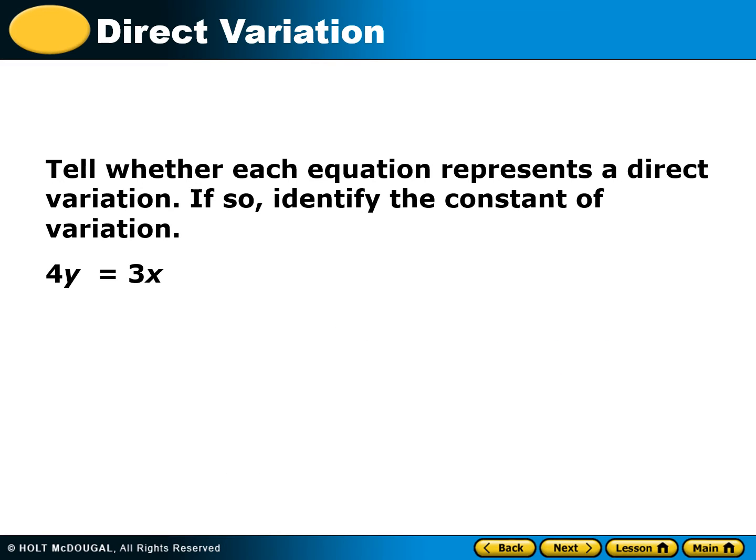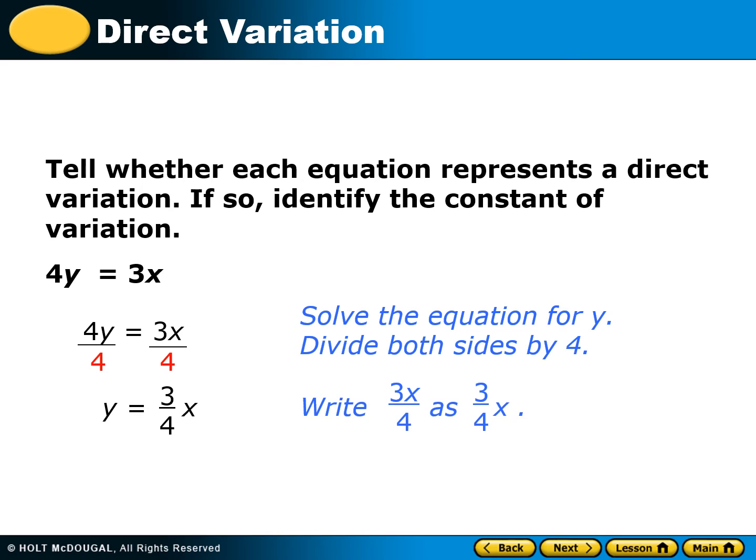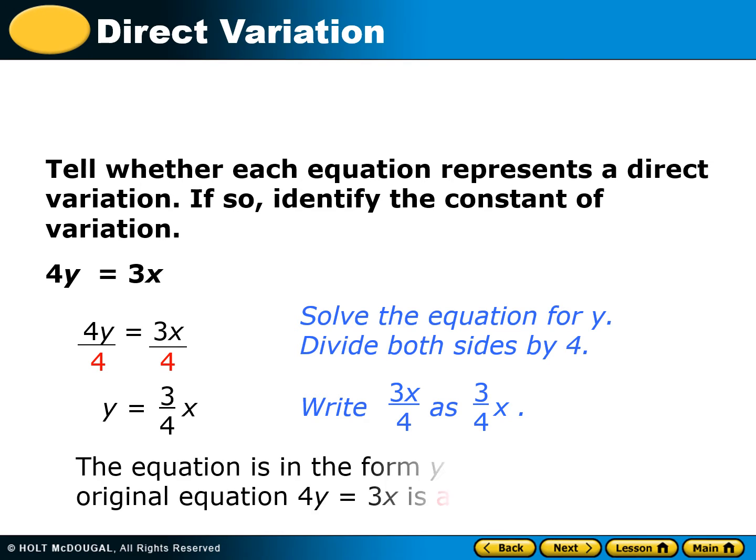Now let us have another one. 4y equals 3x. Here, we divide both sides by 4. So we get y equals 3/4 x. As you can see, the original equation is in the form y equals kx. So the original equation, 4y equals 3x, is a direct variation.